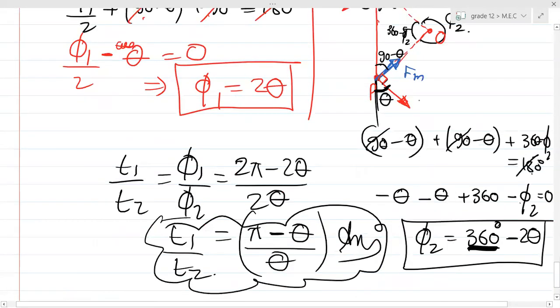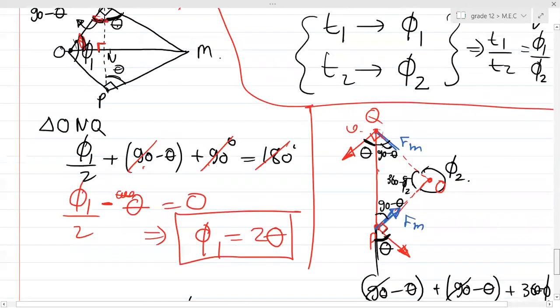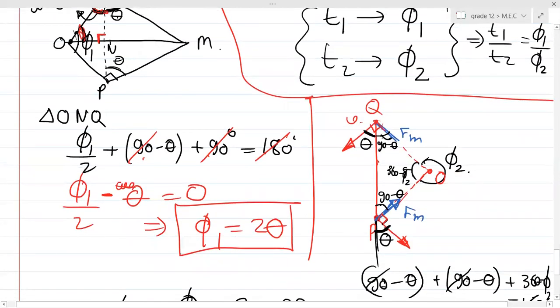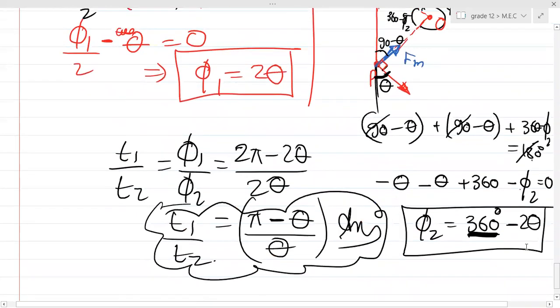Anyways, is this clear, guys? So T1 is basically this, and similarly T2. So you can draw the diagram perfectly. Theta by pi minus theta. It should be theta by pi minus theta, right? Theta by pi minus theta. Let me check. Okay.